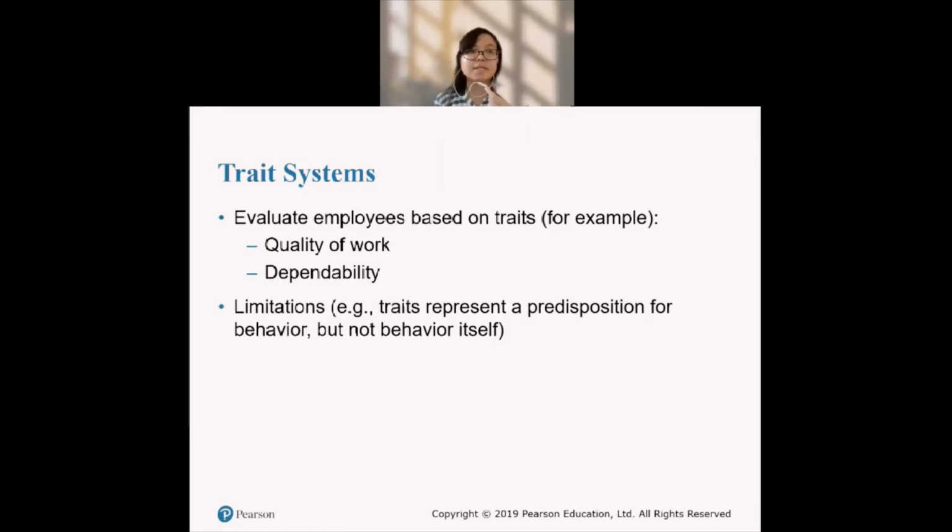The trait approach does have limitations. Firstly, trait systems are highly subjective because they assume that every supervisor's perception of a given trait is the same. For example, the trait quality of work may be defined by one supervisor as the extent to which an employee's performance is free of errors, while for another supervisor, quality of work might mean the extent to which an employee's performance is timely. Another drawback is that the system rates individuals on subjective personality factors rather than on objective job performance data.